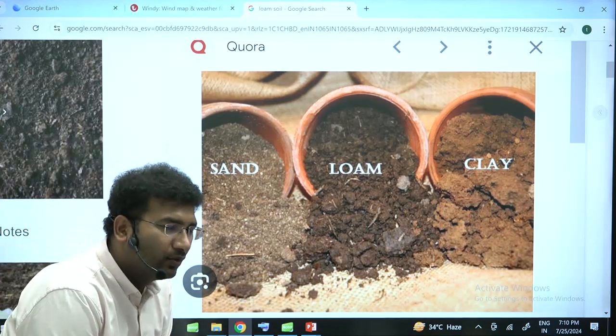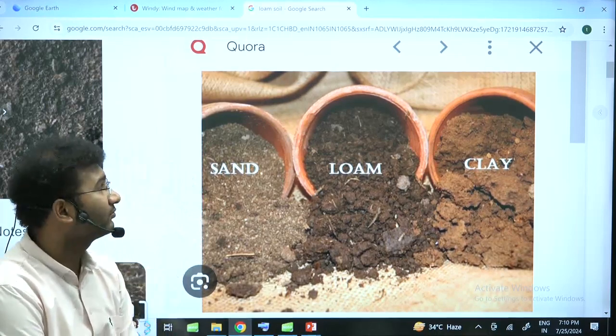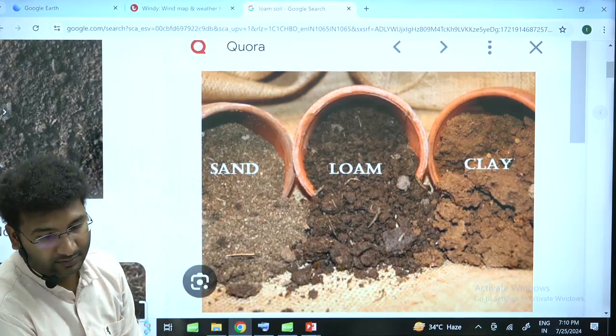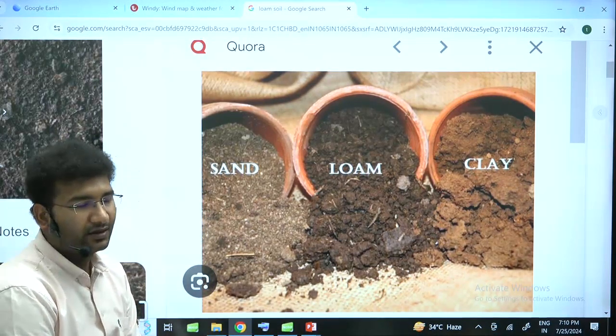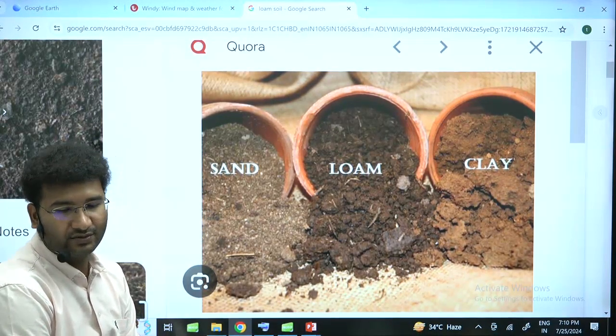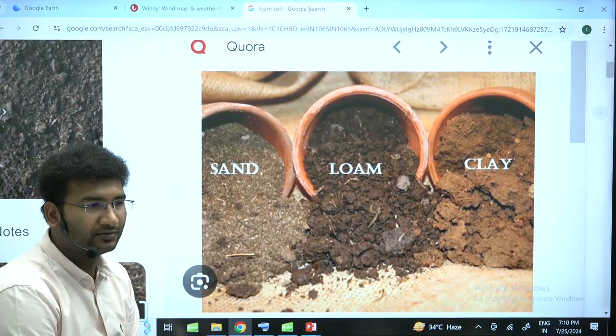Saline soils are more widespread in Gujarat, deltas of the east coast, and in Sundarban areas of West Bengal.